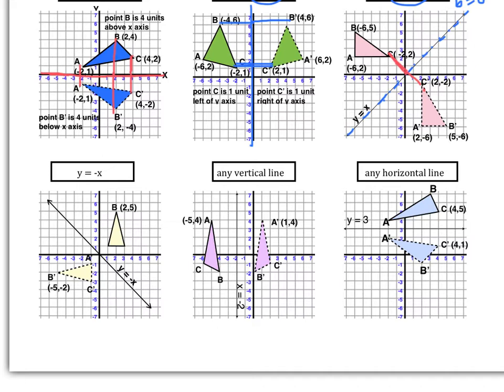Okay, our next line of reflection is the line y equals negative x. Now this line has a slope of negative 1. Still has a y-intercept of 0, so it's going to go through the origin, but this time we'll go up 1 and to the left 1, up 1, left 1. And so this dotted line would represent the line y equals negative x.